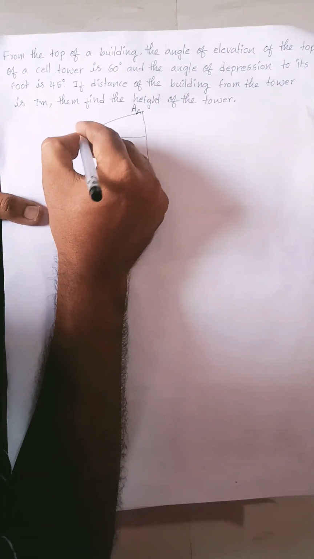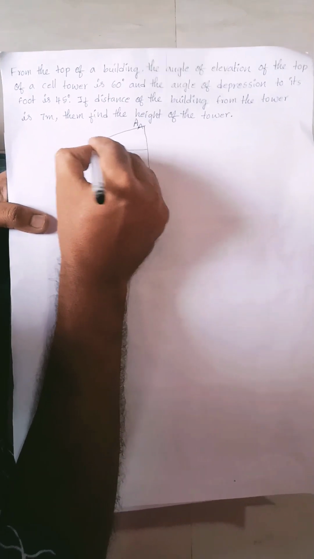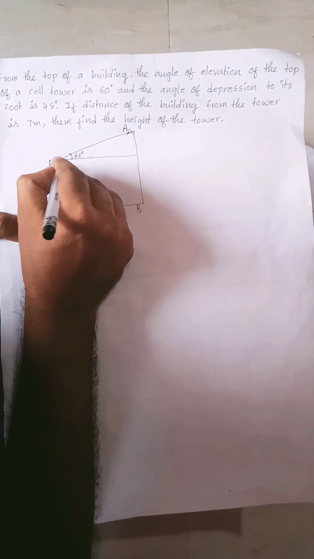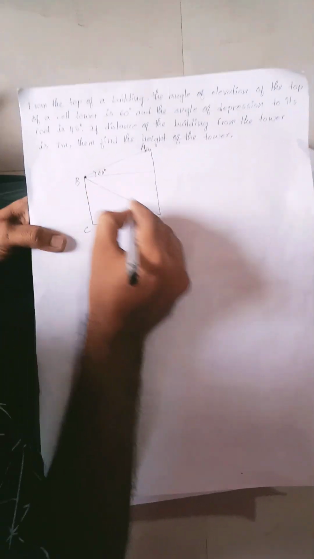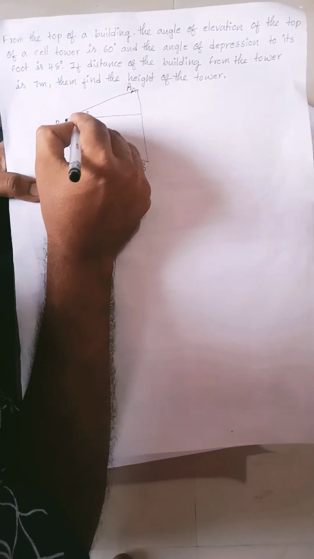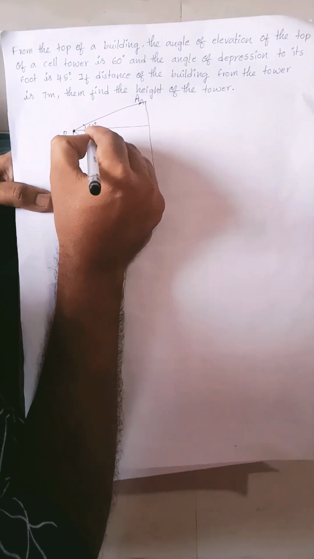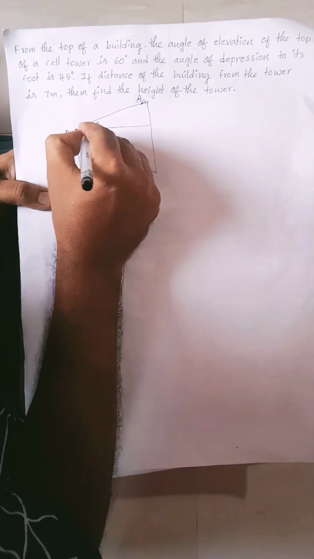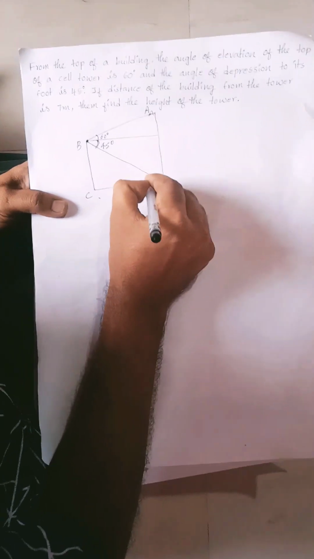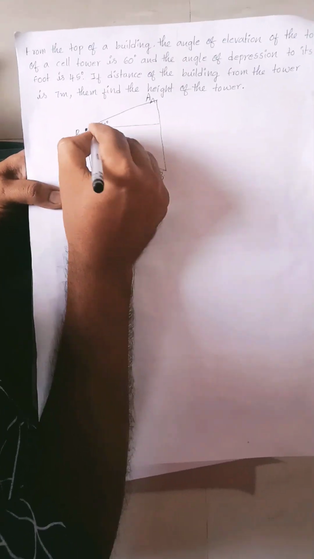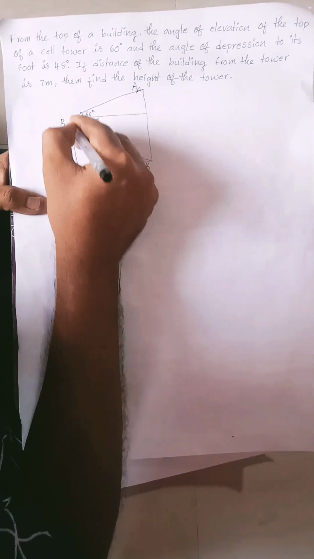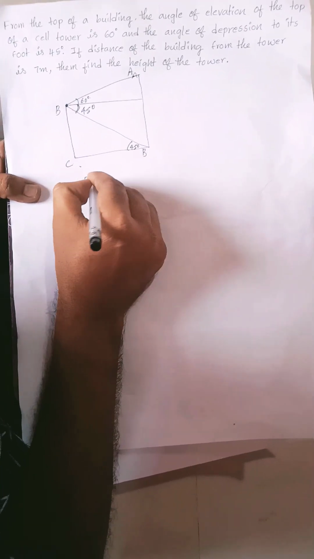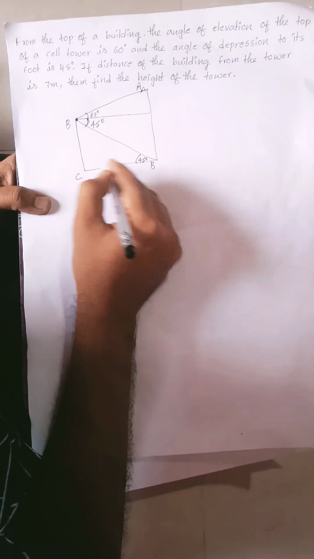The top of the tower is at how many degrees? 60 degrees. The observer is looking at the angle of depression. So the top of the building is 45 degrees. This degree is equal to this degree. These are our depression degrees.